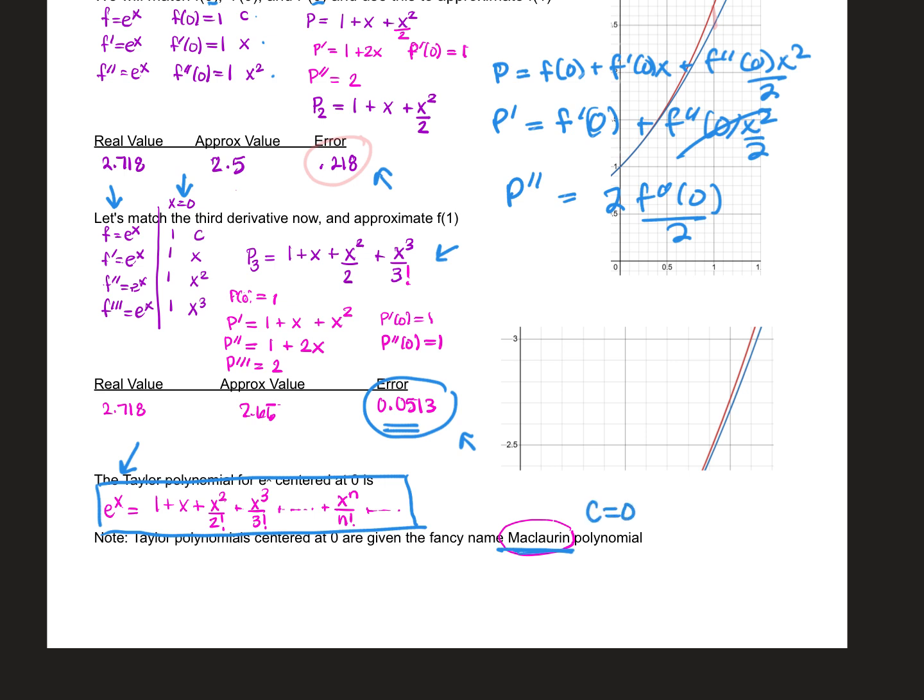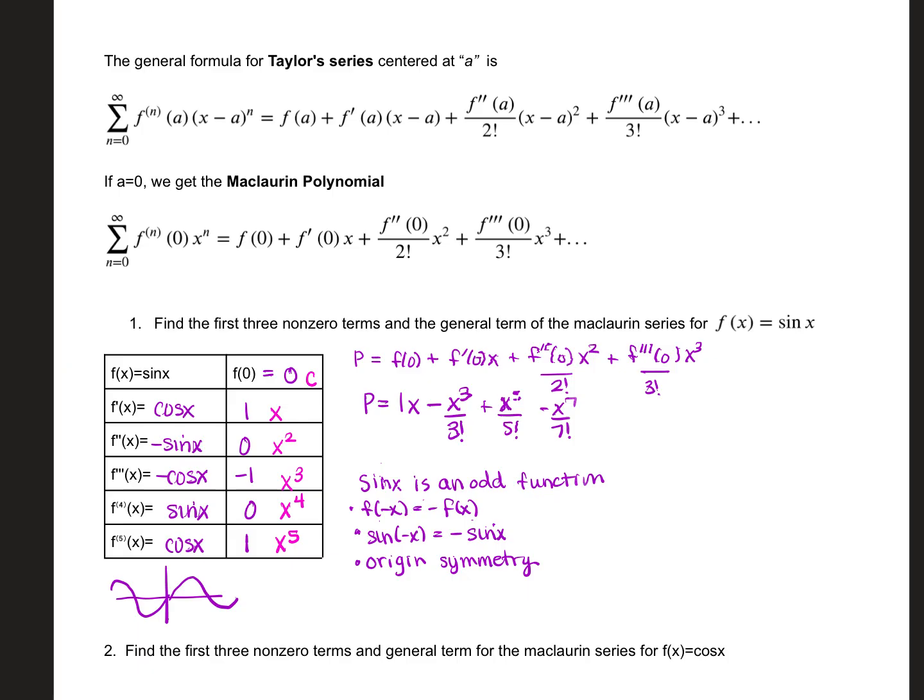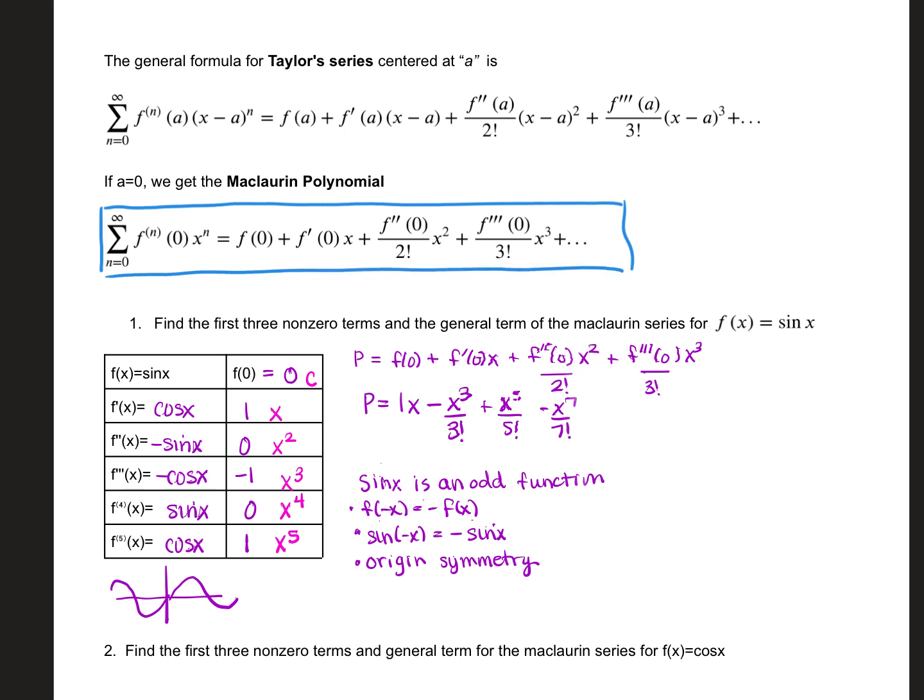If it's not centered at 0, then we call it a Taylor polynomial. If it is centered at 0, you can either call it a Taylor polynomial or a Maclaurin. So the formula looks really bad. This is the one we just derived with e to the x. So if you look at this each time, you've got f of 0 right here.